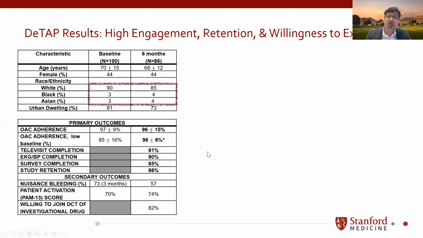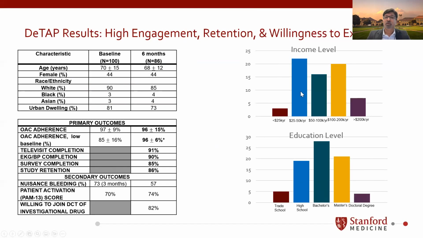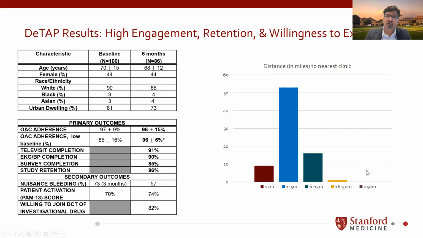So what happened? Over the course of the trial, there were certain things we did well and certain things we did not do well. Because we had a first come, first serve entry into the trial, we had the traditional biases we see in all clinical trials. It was almost entirely white population of patients who signed up. We had a pretty good spread of income level and education level. And most patients lived within 5 miles of their nearest clinic somewhere in California.